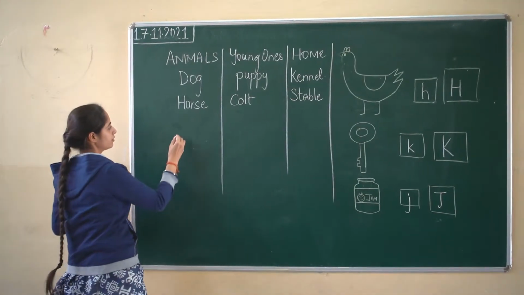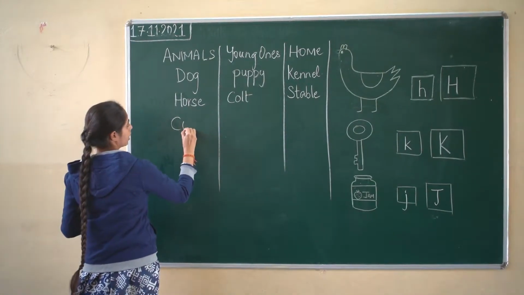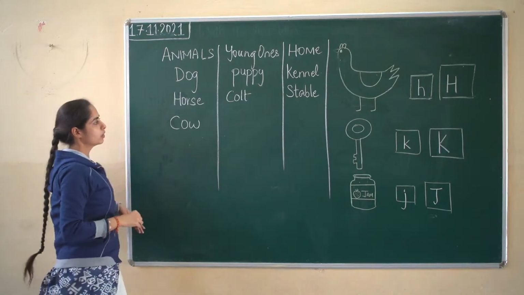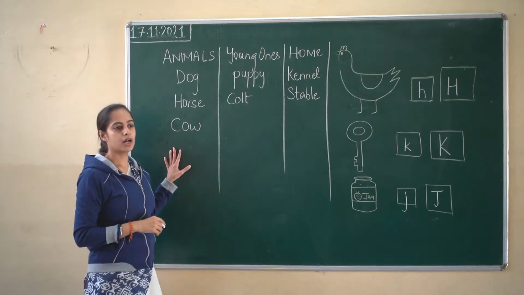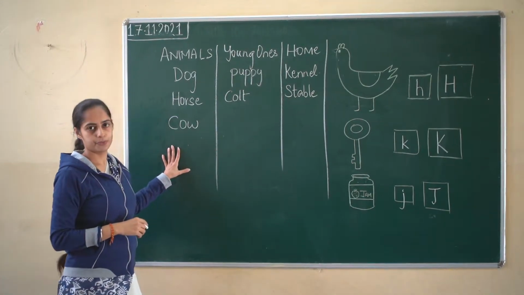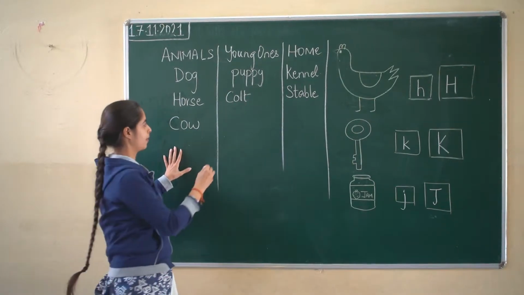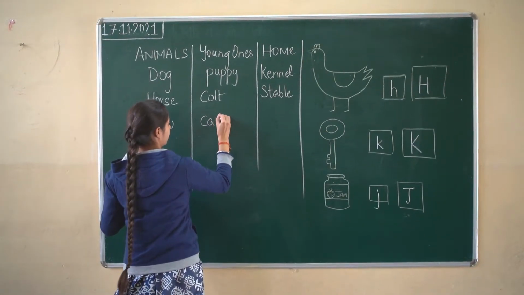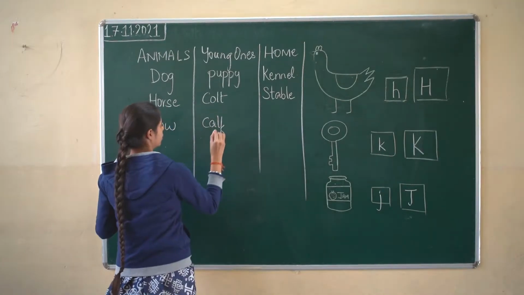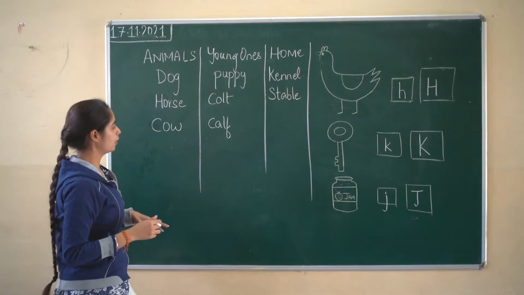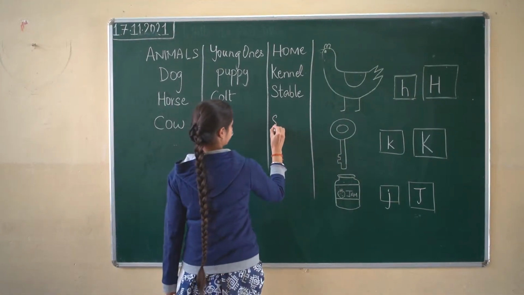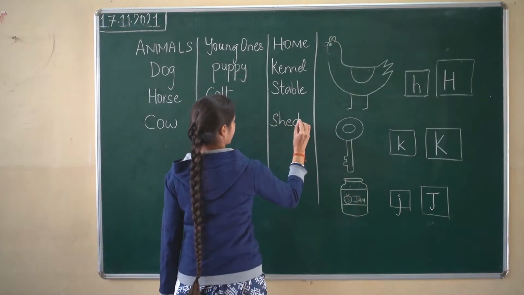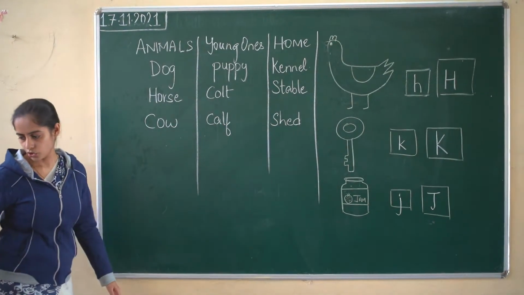Then we have the other animal, cow. Now the baby of a cow is calf. How will we say it? Calf. And the home of the cow is shed. The home of the cow is shed.